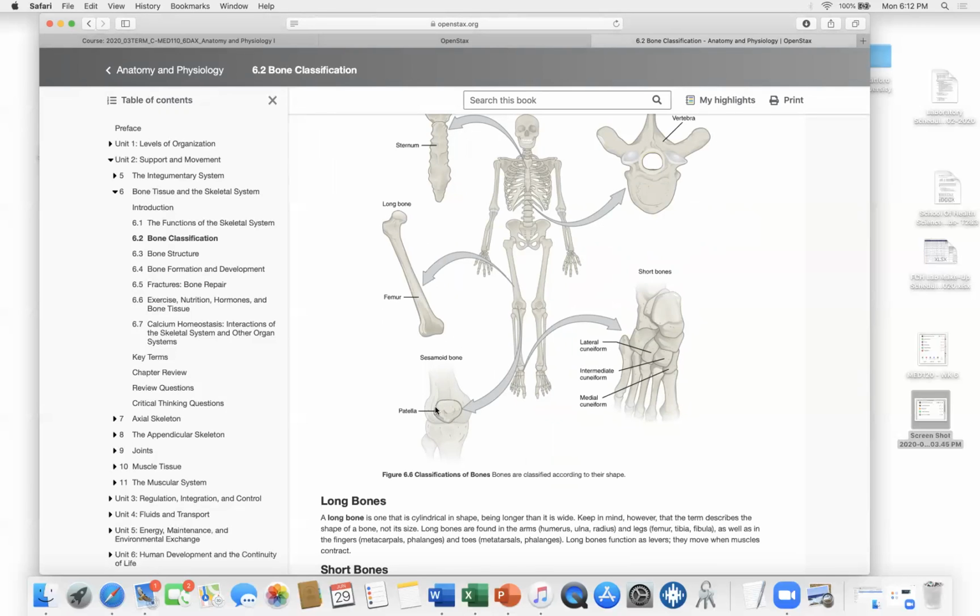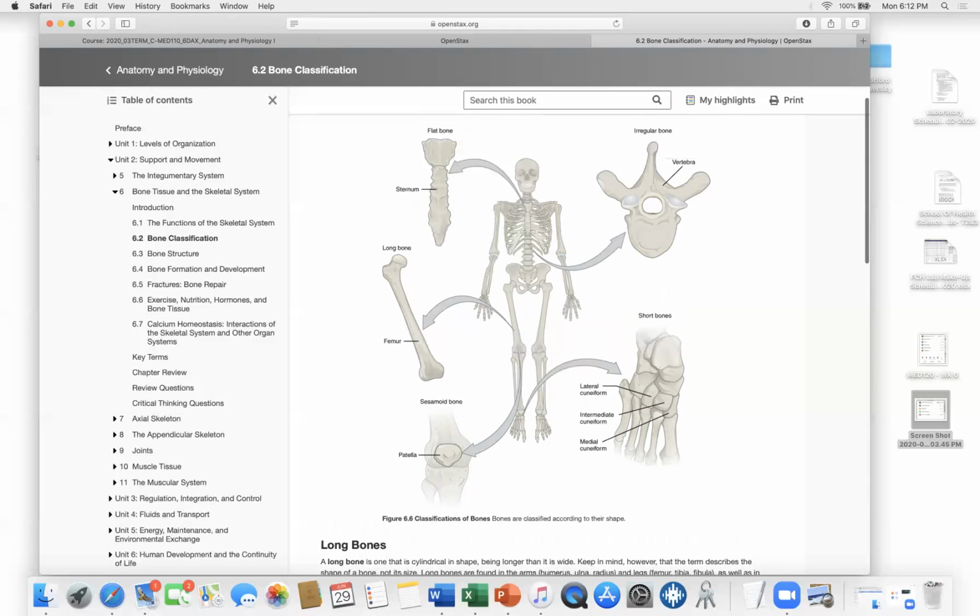Sesamoid, because it looks like a sesame seed, right? Oid means resembling, right? And that is your patella or your kneecap. You also have sesamoid bones in your ankles and your wrists. And your wrists are called your carpals. And of course, your ankles are called your tarsals. And then you have bones that are just way too weird. They're called irregular, right? The short bones are, of course, wrists and ankles. Then you have irregular bones, which are just too weird.